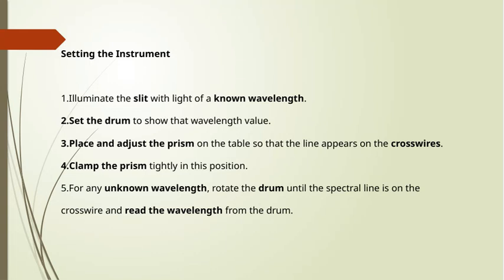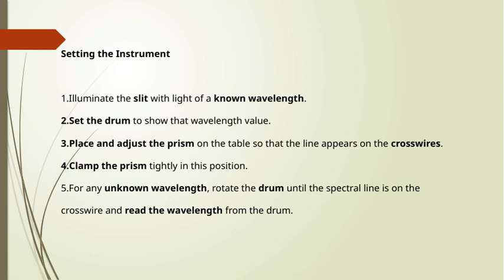All right, let's talk about setting the instrument properly. First, you'll want to illuminate the slit with light of a known wavelength. This helps us calibrate the setup and ensures accuracy. Next, set the drum to display that specific wavelength value. Think of it as our reference point. Then, carefully place and adjust the prism on the table so that the spectral line appears on the crosswires.